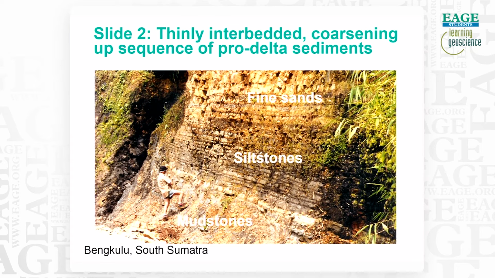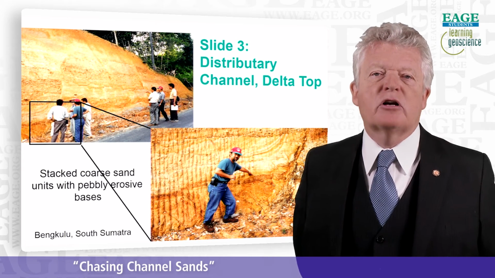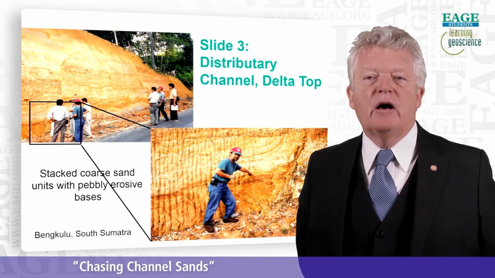We move up the sequence, and now we get into the coarsening up unit with mudstones overlain by siltstones and then some fine sands. And around another corner, as we walk up and move up the sequence, we're going to be seeing the delta top. And as you can see here, the sands are very coarse. You can even see pebbles in here, and this is remarkably good reservoir potential right at the top of the unit.